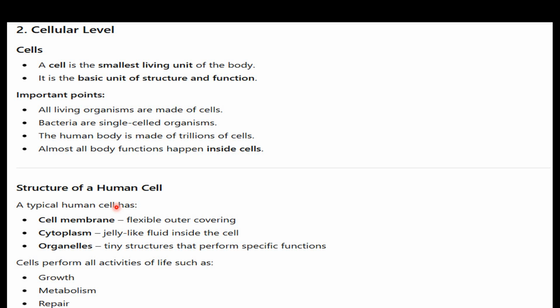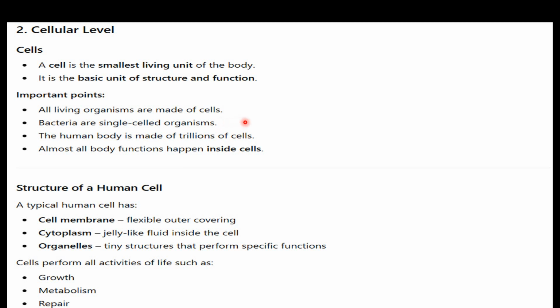Definition: a cell is the smallest living unit of the body. It is the basic unit of structure and function. So yes, it is the smallest living unit of the body, the cell. Now if we talk about important points regarding the cell, all living organisms are made of cells. Whatever living organism you can see in the world, in the universe, is made up of cells.